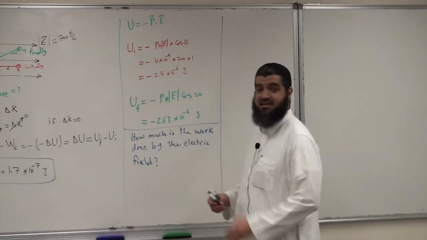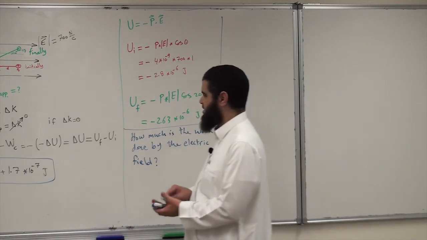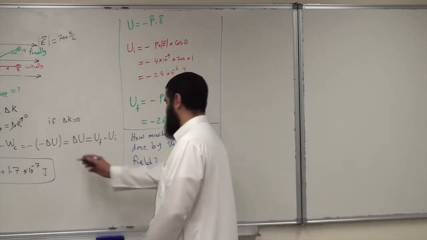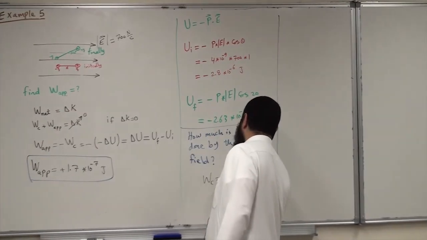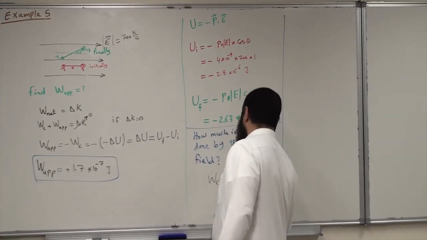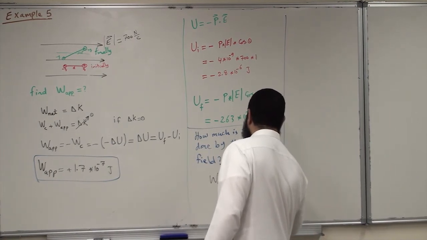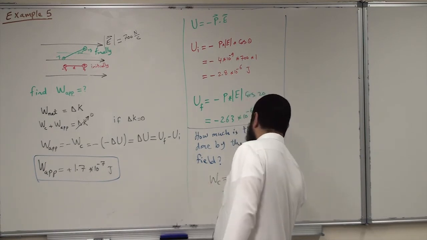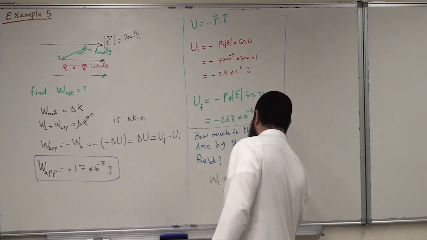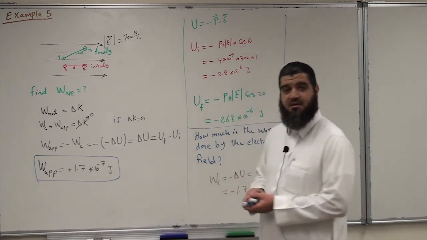The electric field is the conservative force, so the work done by the conservative force will be minus the work done by the applied force. So this W_C will be minus delta U, so it will be U initial minus U final. As you can see, this will be negative and it will have the same magnitude, 1.7 times 10 to the minus 7 joules. Thank you.